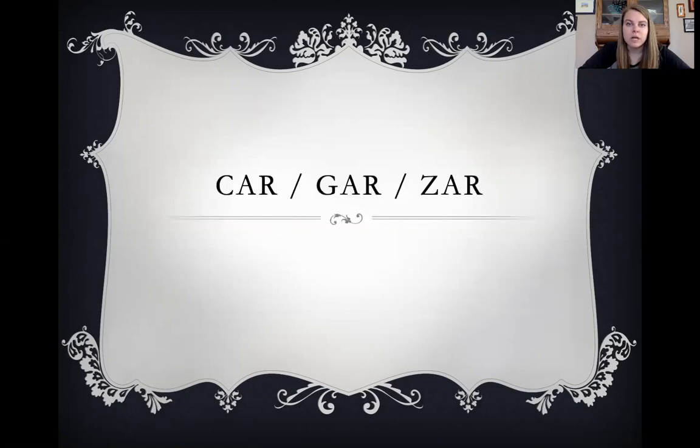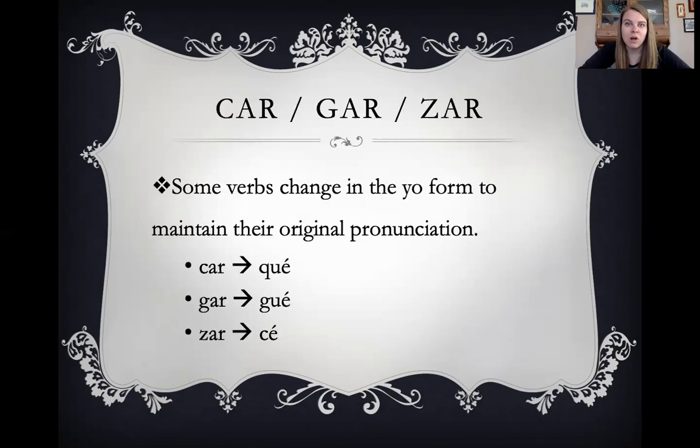Car, gar, zar is what we talked about last week. These are verbs that end in car, gar, or zar, like tocar, llegar, or almorzar. These are only irregular in the yo form. Some of you were trying to put these in all sorts of different forms, but it's only the yo form that's going to be irregular.